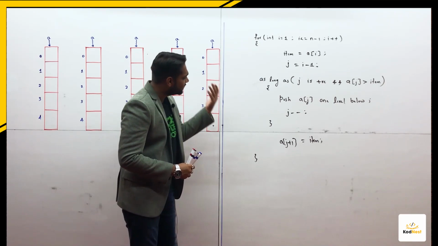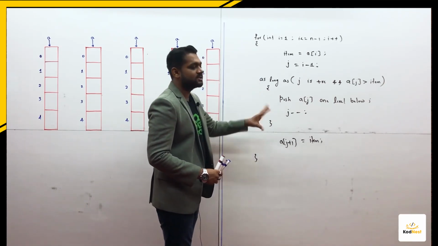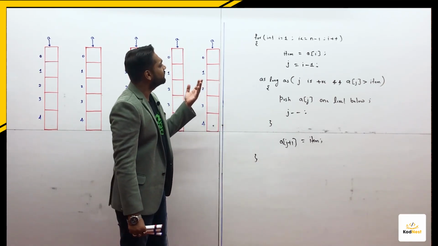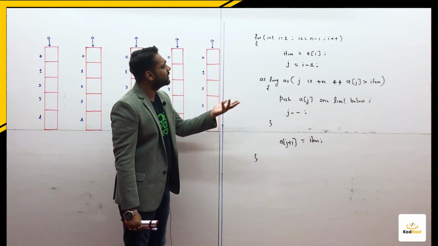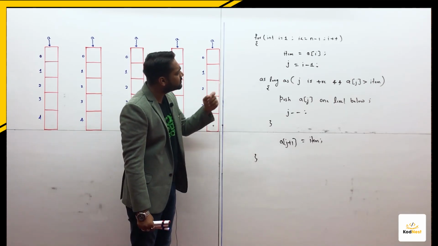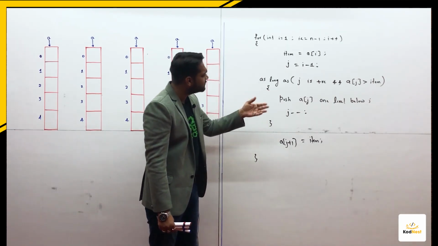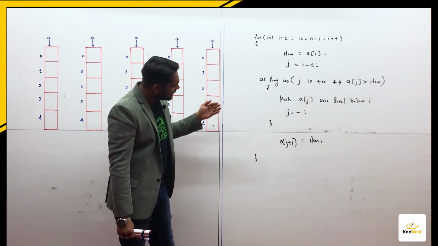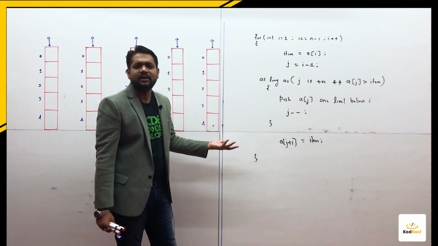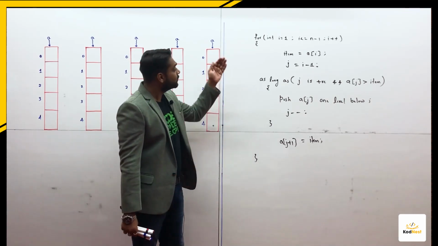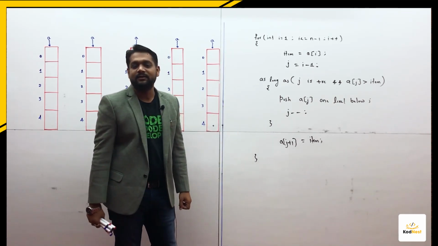Sir, nothing we understood, sir. Literally nothing we understood. What is this, sir? For i equals 1, i less than or equals to n minus 1, i plus plus, item equals a of i, j equals i minus 1. As long as j is positive and a of j is greater than item, push a of j one level below, j minus minus. a of j plus 1 equals item. What is this, sir? That is what I am telling you. If you read it like that, you will not understand.